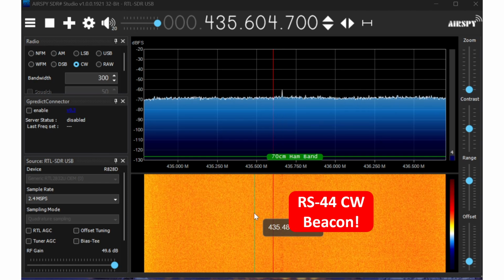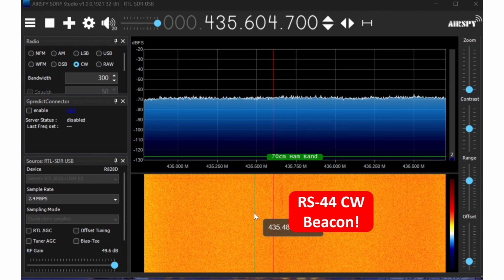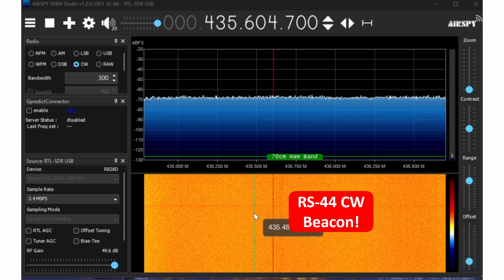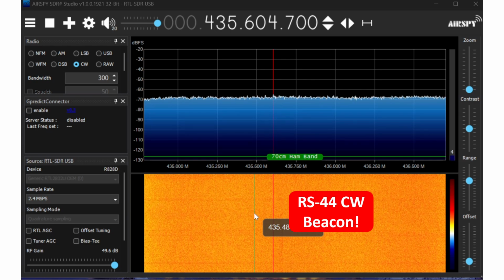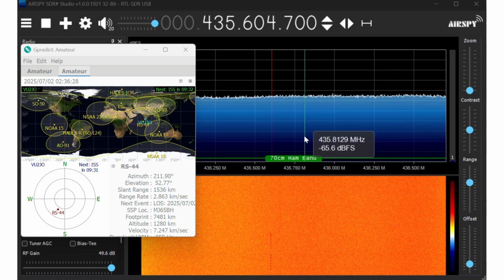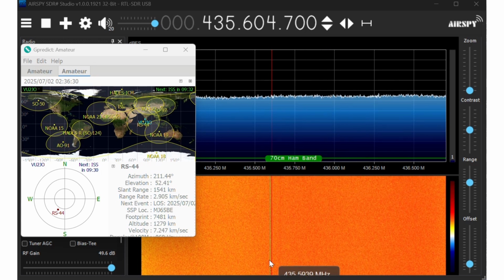You have heard the beacon now. That's because I increased the volume on the laptop. I am monitoring that frequency. Again, if it comes, I'll show you. I went outside and rotated the antenna. You would have seen the signal now.